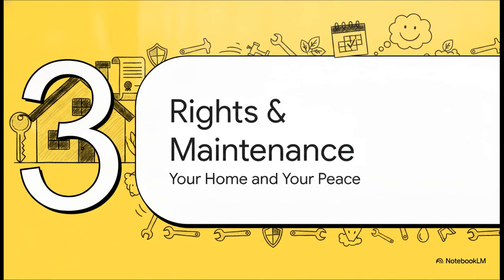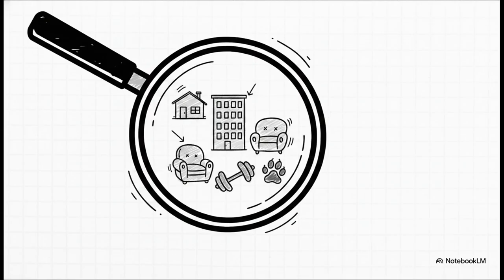All right, let's jump to Section 3, Living Rights and Maintenance, your home and your peace. In a tight housing market with a notoriously low vacancy rate, just finding a place, whether that's a detached house, a private condominium, or a basement suite, is half the battle. But honestly, no matter the property type, clarity is absolutely crucial before you sign anything. You have to make sure your contract specifies what's legally included.